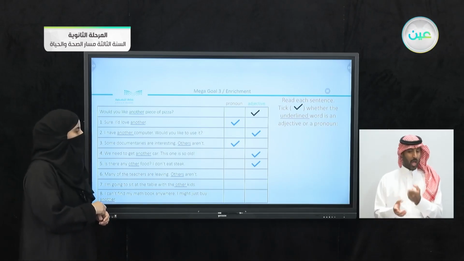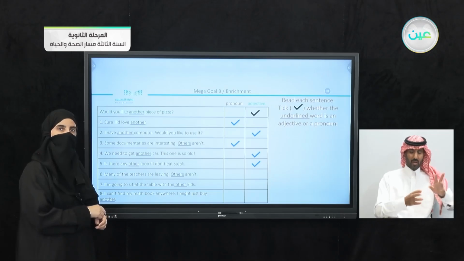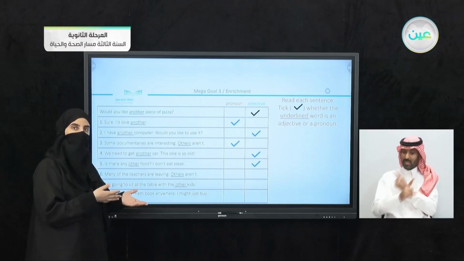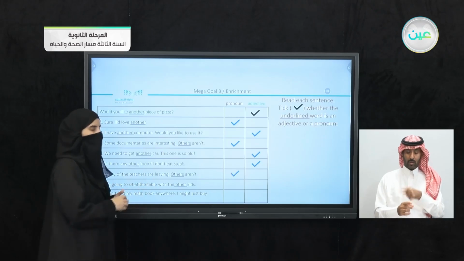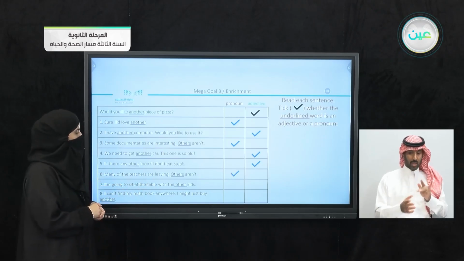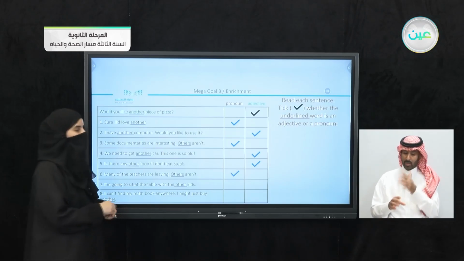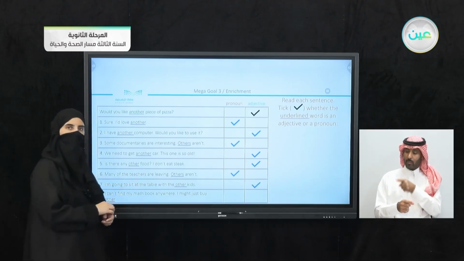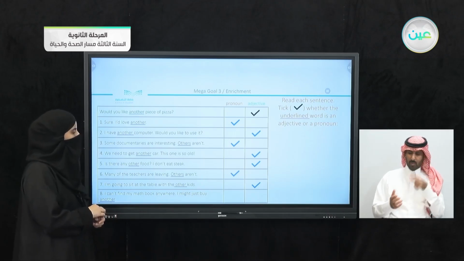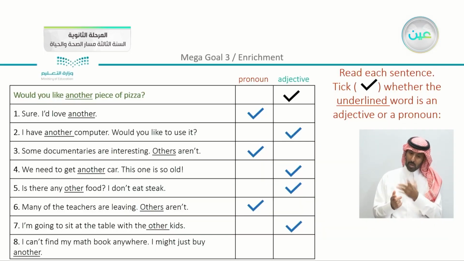Many of the teachers are leaving, others aren't. So here, others aren't, other who? We are talking about the teachers. So this makes it a pronoun. I'm going to sit at the table with the other kids. I describe the kids to be other. Coming to the last sentence, I can't find my math book anywhere. I might just buy another, which makes it yes. We know that there is no noun mentioned, which makes it immediately a pronoun.